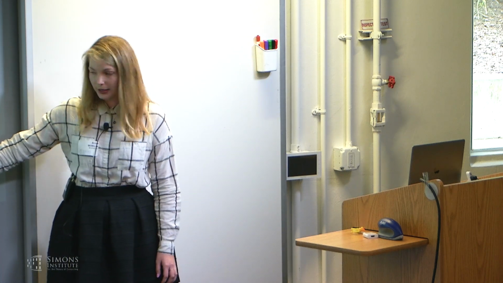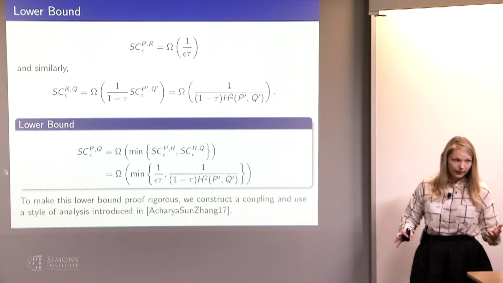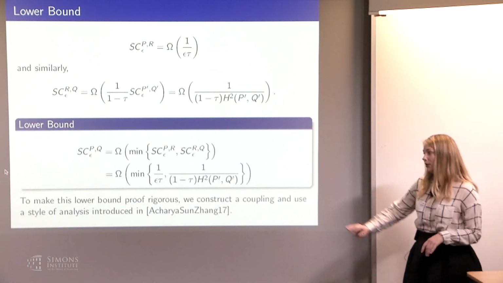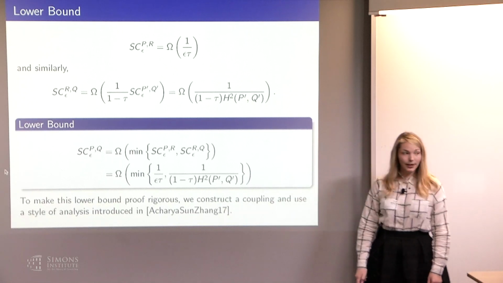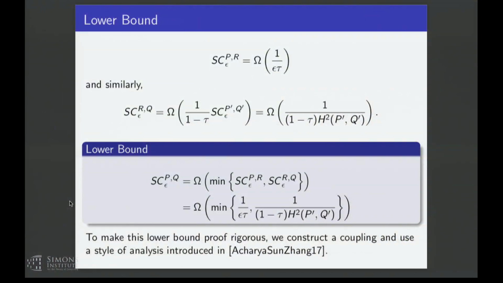To make this bound rigorous, we use something called coupling. We construct a coupling and use a style of analysis that was introduced in this paper by Acharya, Sun, and Zhang. You can read about that or talk to me about it later.